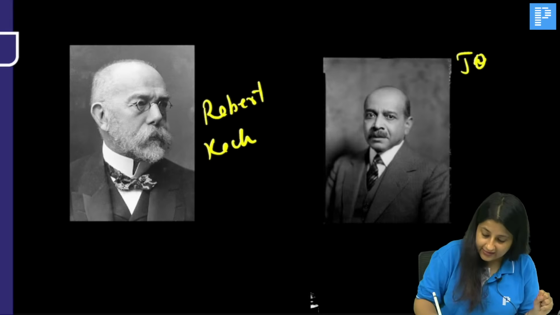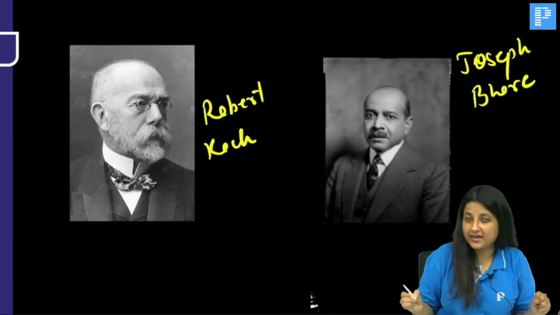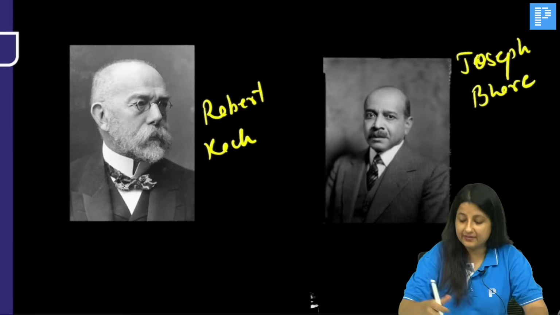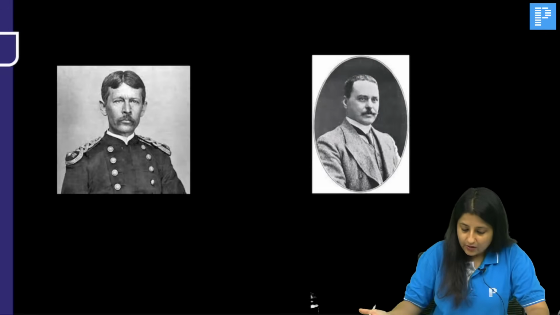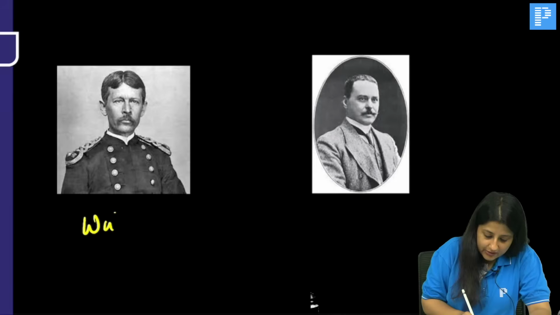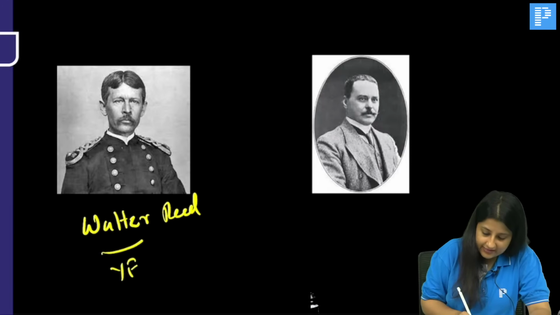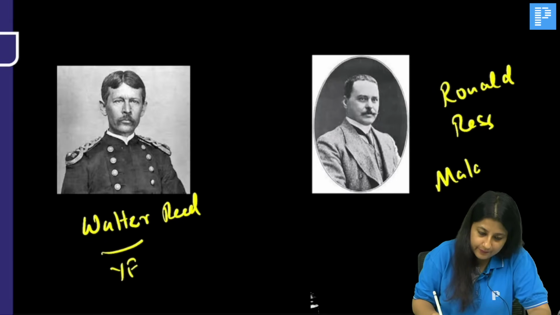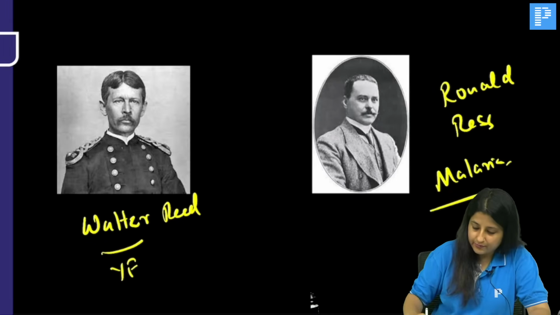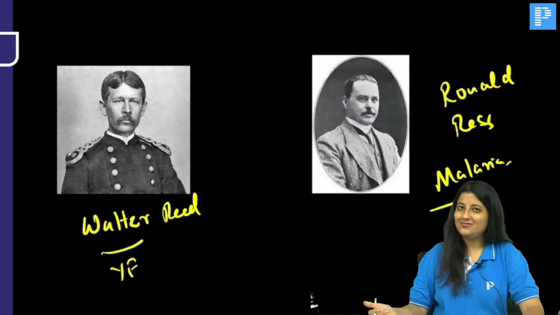Joseph Bhore, he gave us the 3 million plan. Alright, Health Survey and Development Committee. His name was associated with the 3 million plan, the Bhore Committee. Who is this one, guys? He is Walter Reed. Walter Reed talked about yellow fever. Alright, transmission of yellow fever by Aedes, and he is Ronald Ross. Ronald Ross talked about malaria. ठीक है. Got it?